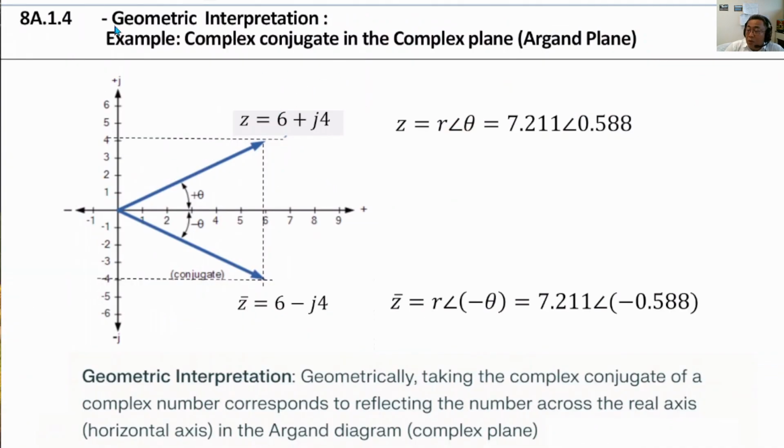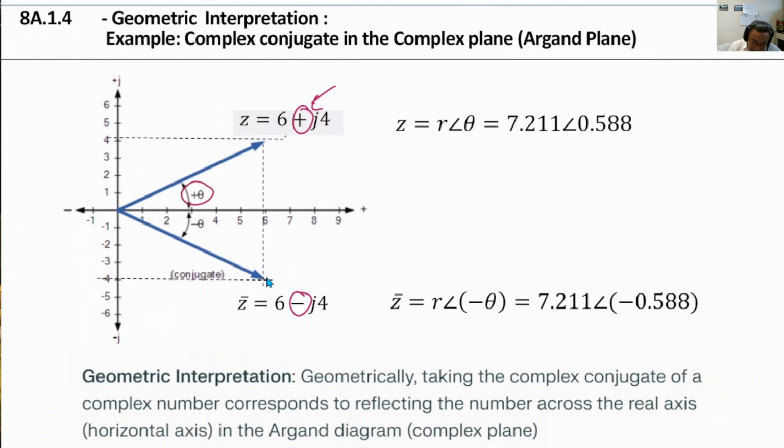We now continue with the complex conjugation, the geometric interpretation of complex conjugation. If we are given Z equals 6 plus j4, the complex conjugate of Z simply changes the sign here, from plus to negative. What you realize is that it is nothing but projecting this phasor, or this vector, across the horizontal axis to the other side. So this is one interpretation of complex conjugation. The length of the vector remains the same, but we are flipping the vector across the horizontal axis.